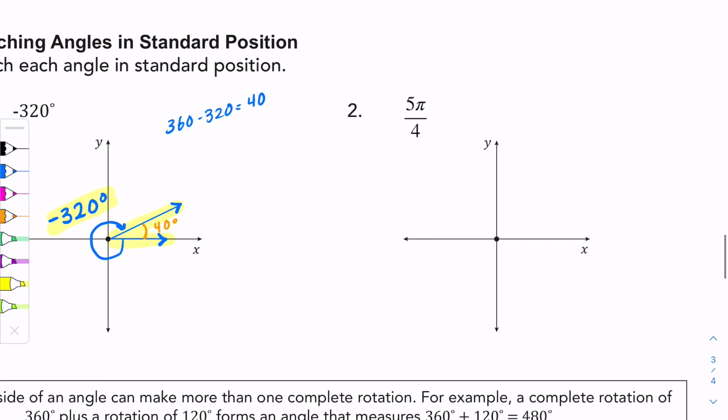Number 2 is 5 pi over 4. 5 pi over 4 is in radians, so we're going to do what we did two problems ago. We're going to multiply this by 180 over pi, and we're going to eliminate our value of pi. 5 times 180 divided by 4 simplifies to 225 degrees. So this is what I need to graph.